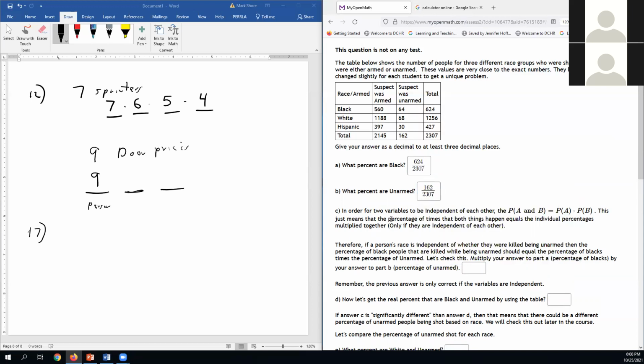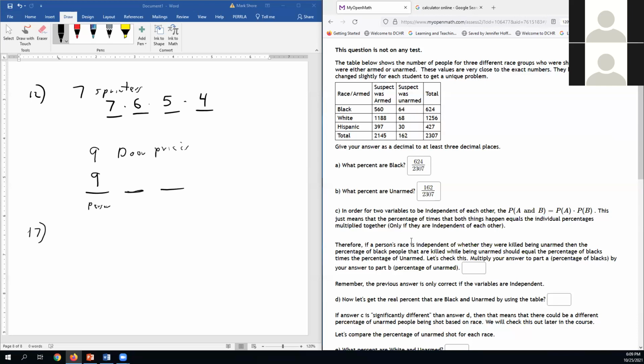Okay, so it says, in order for 2 variables to be independent of each other, then the probability of A and B is equal to the probability of A times probability of B. Now, independent means that one thing doesn't affect the other. In other words, if these are independent, then if I multiply these 2 percentages, these 2 fractions together, I should get the probability of Black and unarmed. But it won't occur here because these things are not independent of each other. So this just means that the percentage of times that both things happen equals the individual percentages multiplied together, only if they are independent of each other, okay?